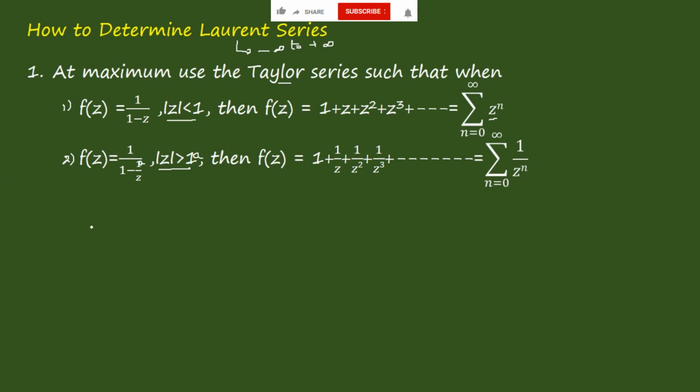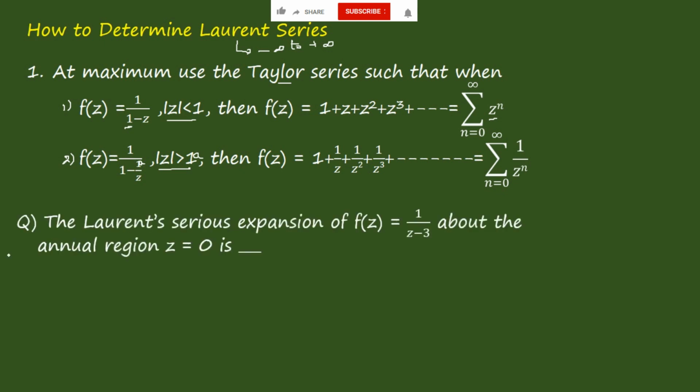Now we'll be solving one problem for better understanding. Instead of 1 by z, if you have something like a by z, how to do it? The same method will be used, but some common terms will be taken out. Now come to the question. If you have a Laurent series expansion for f of z equal to 1 by z minus 3, about the annular region z equal to 0.